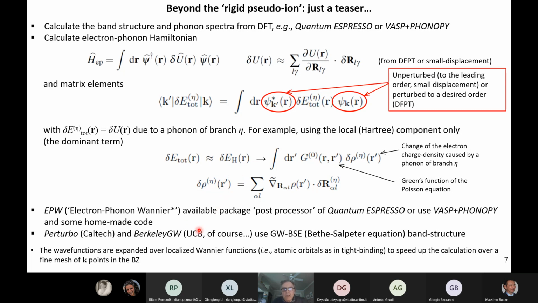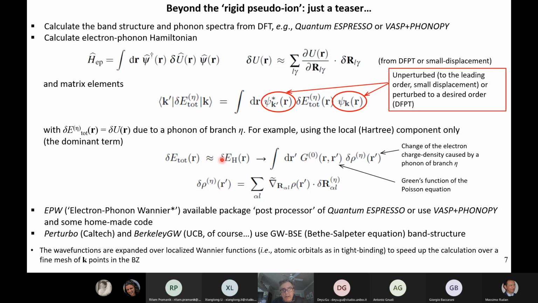So there is a bunch of codes that are available today to get the electron-phonon interactions and the matrix elements. Essentially the calculations involve going beyond the exchange and correlation functionals, for example, considering the Hartree component, which is the major component. You can just look at the change of the charge density that you have obtained, assuming the presence of a particular phonon branch eta, transverse, longitudinal, acoustic, and optical. Then look at a Poisson Green's function and get the potential, and this will give you the perturbation that you have.